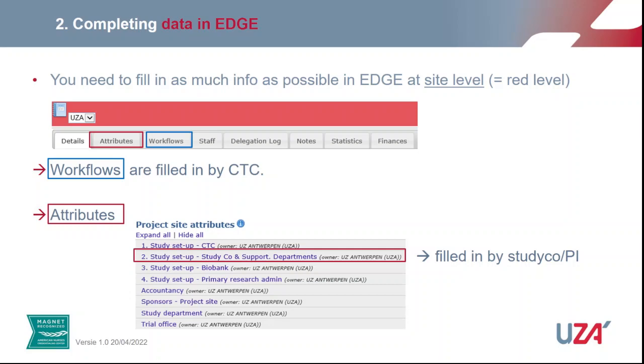Finally, we would like to ask to fill in as much information as possible about the study in EDGE. The workflows are monitored by the CTC, but the attributes study co and support departments need to be filled in by the study coordinator or PI.